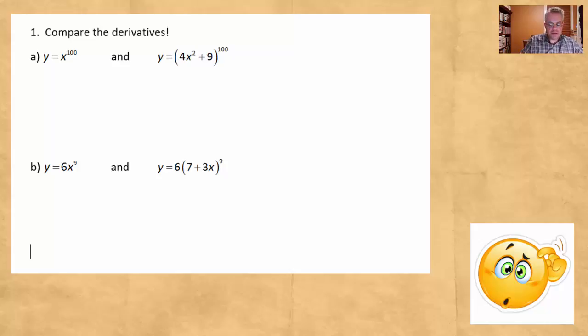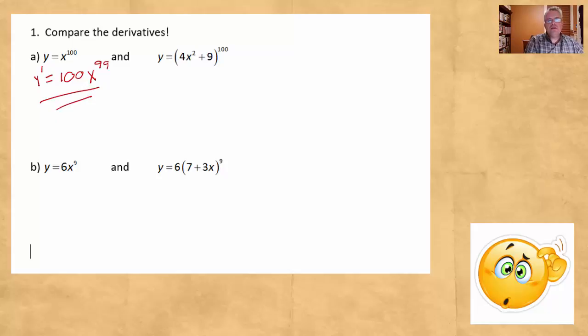This first function requires the simple power rule. We have y equals x to the 100. So if we take the derivative, we'd have y prime equals, well, we multiply in front by the exponent, so it'd be 100 x raised to the 100 minus 1th power. That'd be 99. We subtract 1 from the exponent. So that's the power rule we've been doing for a while.